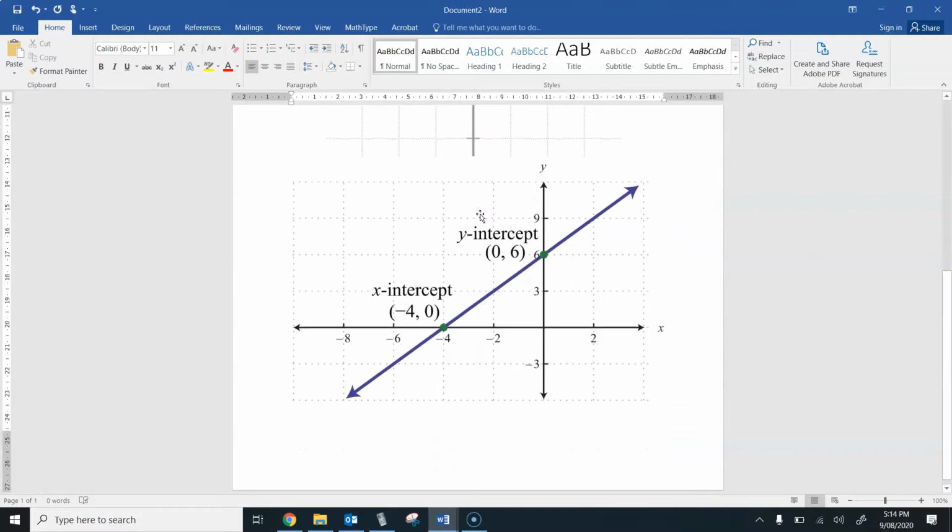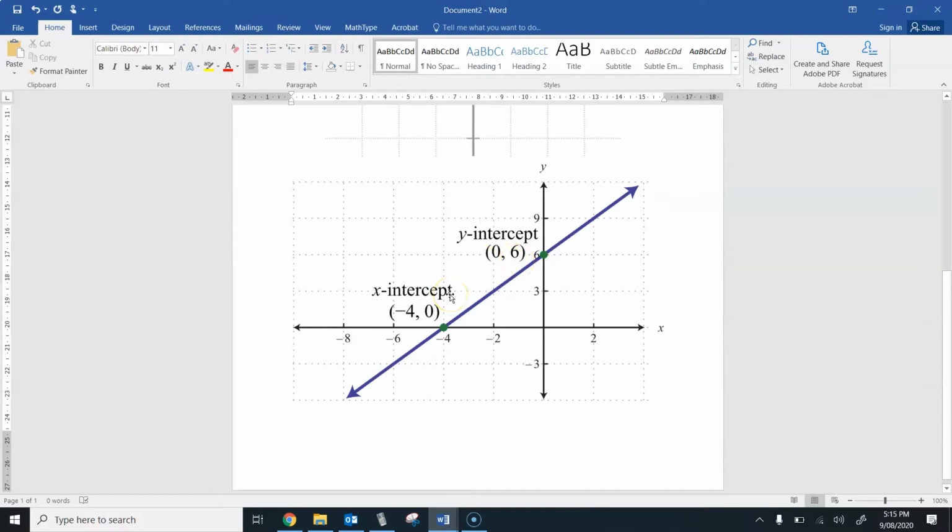So if you have a look down here, this is a specific example of a straight line. This x-intercept, where the graph cuts the x-axis, is at the coordinate x equals minus 4, so the coordinate is minus 4, 0. So x is minus 4, y is 0. And the y-intercept, up here, where it cuts the y-axis, is where y equals 6, or the coordinate is 0, 6. So x equals 0, y equals 6.